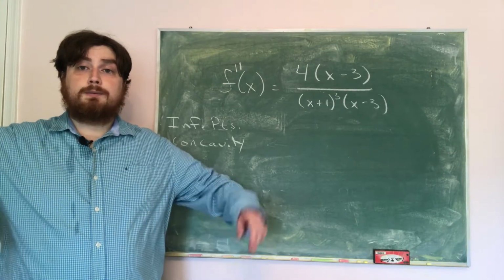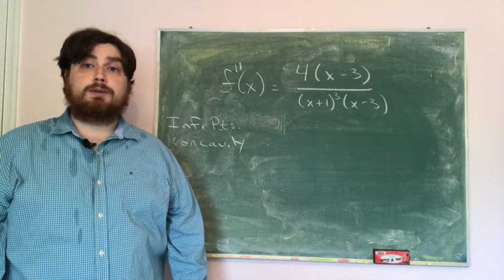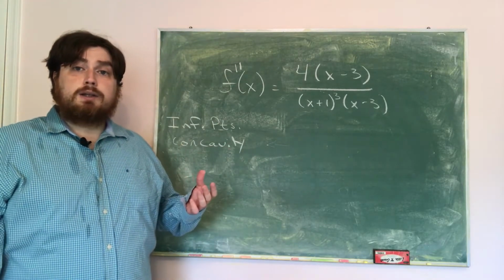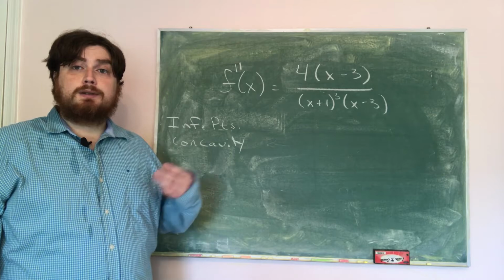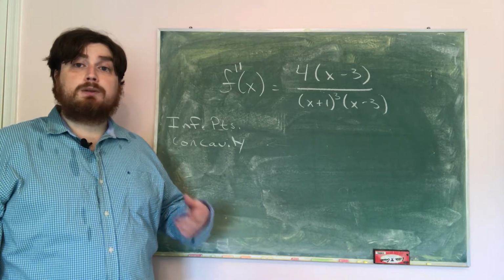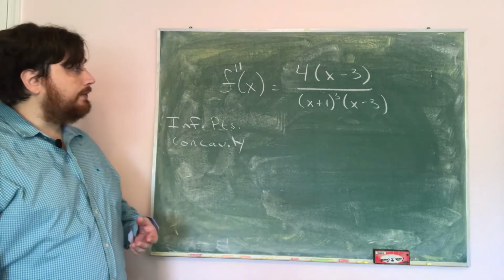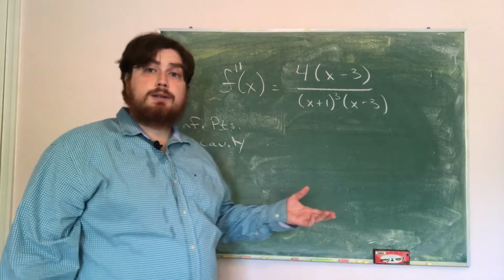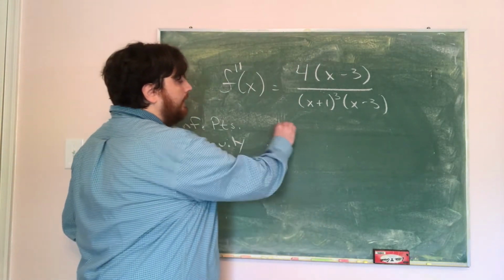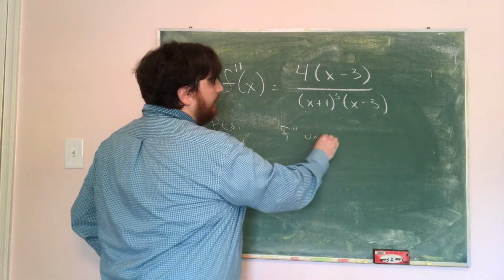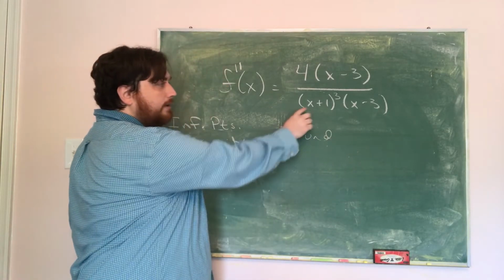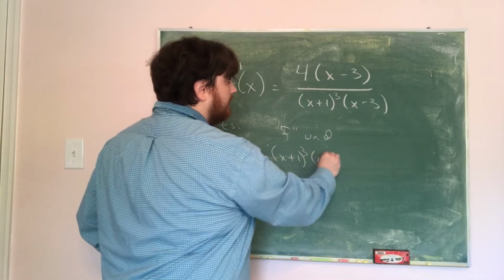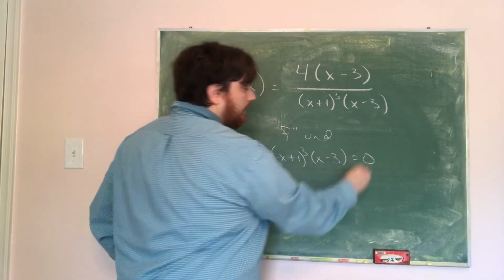Okay, we've now finished finding all the information we needed from the first derivative, so now we're going to find the information we need for the second derivative, and that is we're going to try to find inflection points and intervals of concavity. So to do that, we're going to start off the same way we did for the first derivative, which is to find where it is 0 or undefined. So I'm going to start off with undefined, and my second derivative is undefined if the bottom here is 0, that is x plus 1 cubed times x minus 3 is 0.